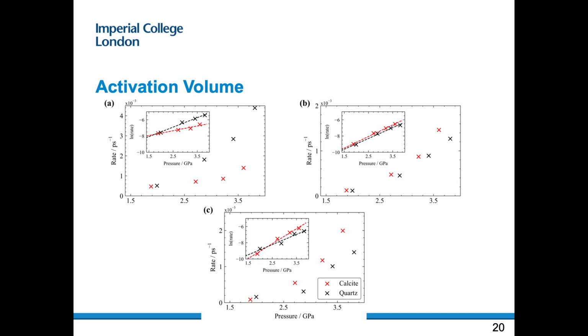In Figure A, with no water molecules present, the rate of interfacial bond formation is higher for diamond on quartz than for diamond on calcite. The slopes of the linear increase of the natural logarithm of the rate against the applied pressure determine an activation volume, which is higher for diamond on quartz than for diamond on calcite. The rates and activation volumes are similar when 50 water molecules are added, like we see in Figure B.